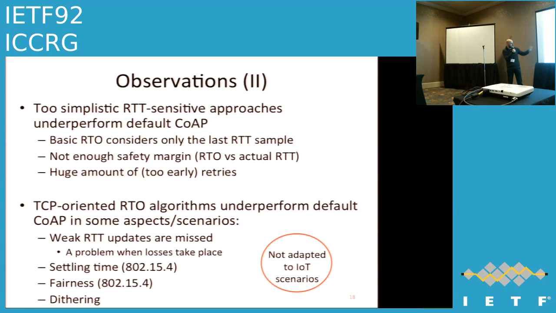Some of the issues are summarized here. As we have seen, there is a problem with not using weak RTT information, which leads to sometimes reusing backed-off RTOs. Then the settling time is degraded due to issues with fairness, which is also degraded compared with default CoAP. Also, these TCP-oriented algorithms don't use dithering, which is something useful in constrained node networks. So we could give an overall conclusion on these TCP-oriented designs by saying that they were not designed for Internet of Things, IoT scenarios, and this is why they fail to capture all the peculiarities of these environments. Next, please.